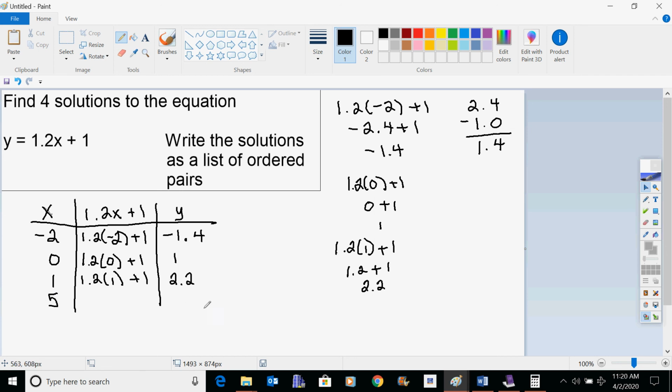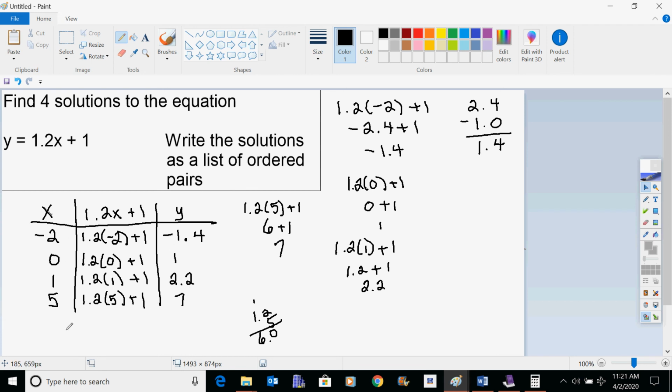I'm going to pick 5 here just to kind of be a little bit of a renegade. 1.2 times 5 plus 1. And you can pick whatever numbers you want. There are millions of correct answers. 1.2 times 5, well, let's see, 1.2 times 5, 10, 6, is it 6, plus 1 is 7.